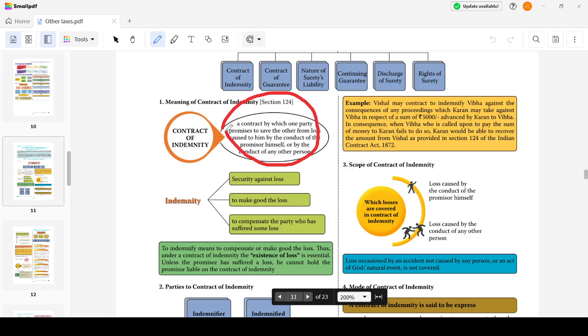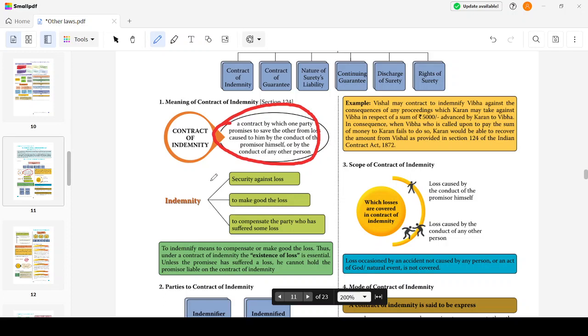Okay, let's take an example. Say I tell you that if you lose your pen, I will give you 100 rupees to compensate for it. This is a contract of indemnity. Only when there is a loss which is proved will I be responsible to indemnify you. Indemnify means make good of.